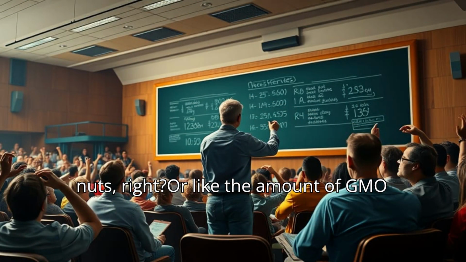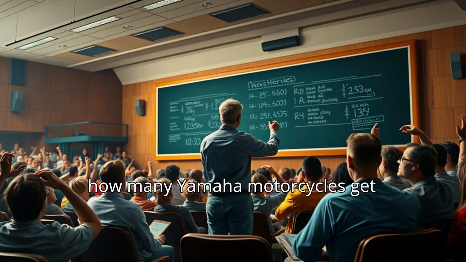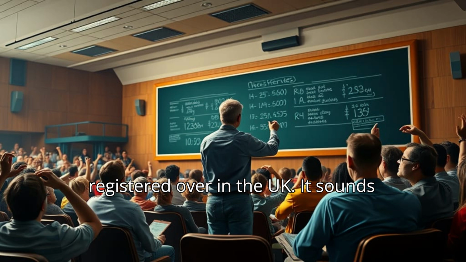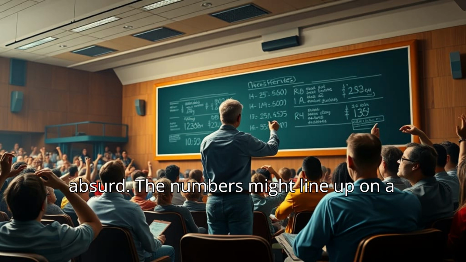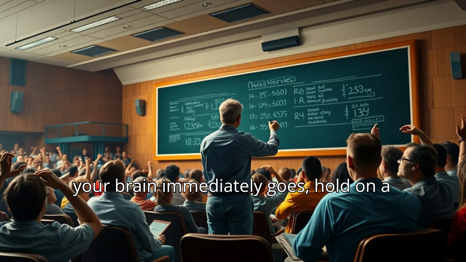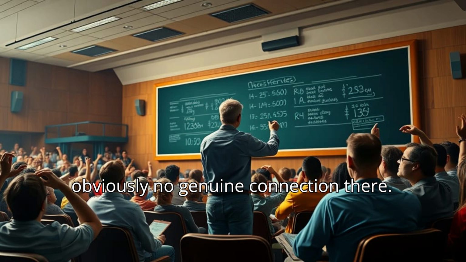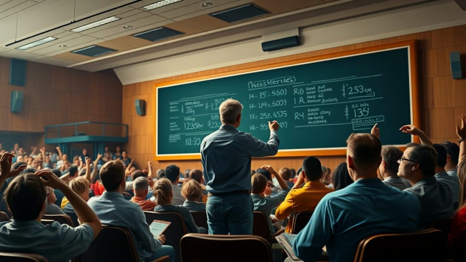Or like the amount of GMO corn grown in Michigan somehow dictating how many Yamaha motorcycles get registered over in the UK. It sounds absurd. The numbers might line up on a graph, sure. You get a correlation. But your brain immediately goes, hold on a sec, that can't be real. There's obviously no genuine connection there. Exactly. It looks like there's something going on, but it's fundamentally false, misleading.